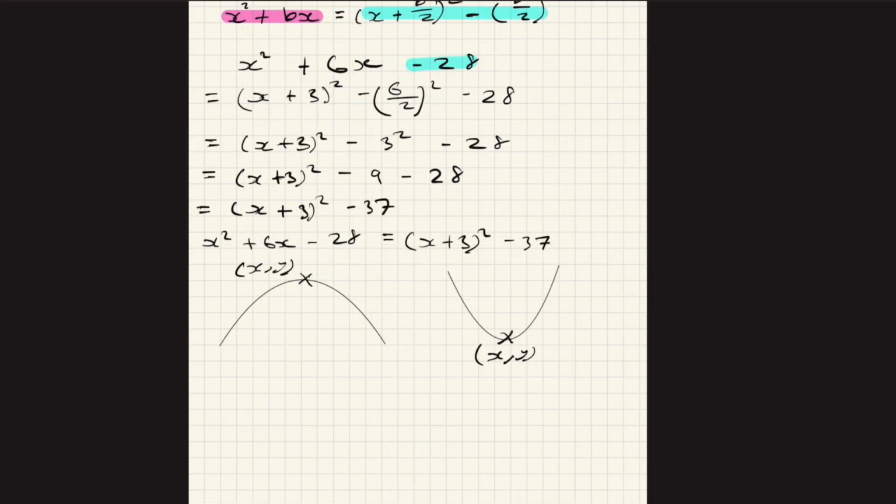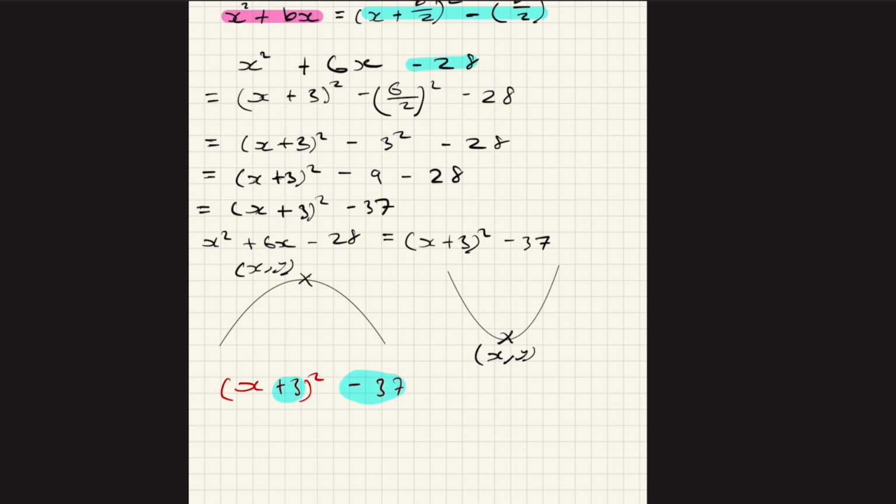So how exactly would we find the maximum or minimum coordinates of the quadratic equation? We can write out our equation in its completed square format again: x plus 3 all squared minus 37. And then we can look at the two numbers we have in our equation. Those numbers are a plus 3 and a minus 37.